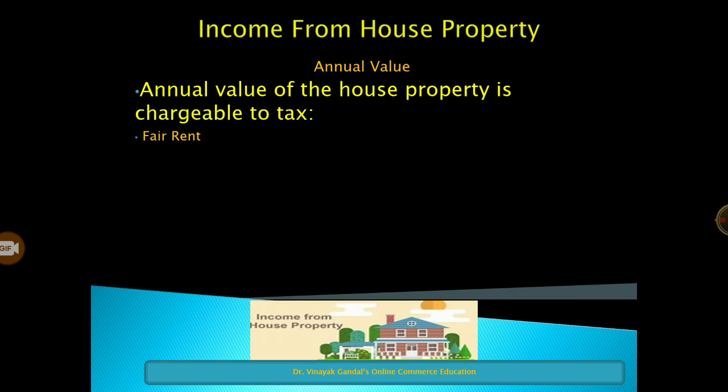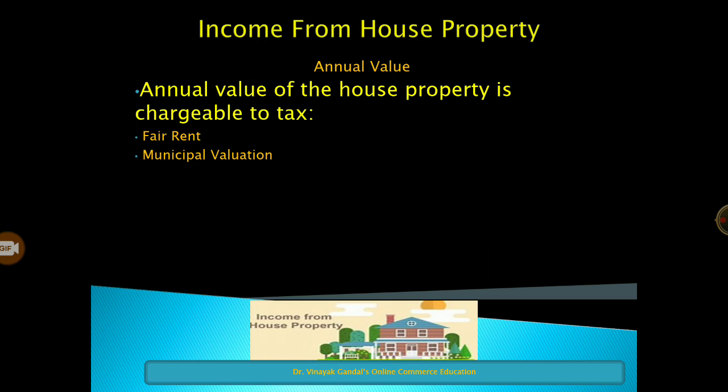So fair rent is the rent which is similar to the rent of other property in that particular locality or area. Okay. Then the second concept is called municipal valuation. So municipal valuation is the value as determined by the municipal authorities for levying municipal taxes on house properties.